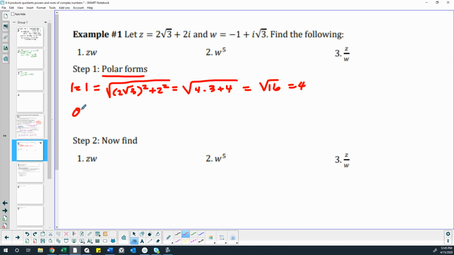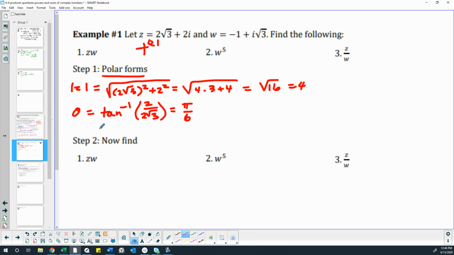So then for theta, we should do a quick sketch. It's positive, positive, so it's quadrant 1. That's easy. So inverse tangent of 2 over 2 square root 3 simplifies to 1 over square root of 3. So that's pi over 6, right? And that is quadrant 1, so that is the correct angle.